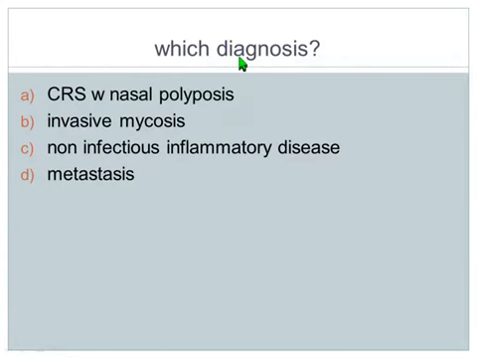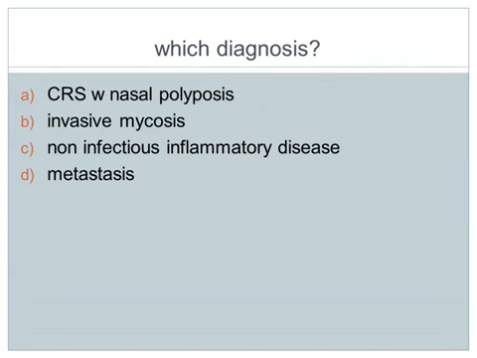Therefore, our diagnosis should take into consideration why the patient had this situation. Are we dealing with a chronic rhinosinusitis with nasal polyposis? Are we dealing with an invasive mycosis in a patient with a lung tumor? Are we dealing with a non-infectious inflammatory disease that could explain the involvement of the nerve and therefore account for this symptomatology, or metastasis? You can think about it.